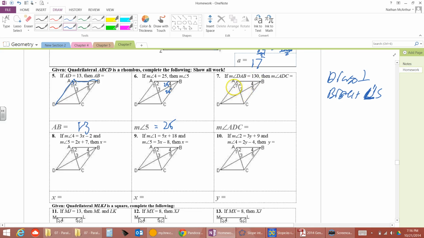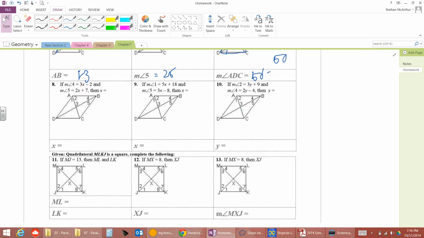All right, DAB. This whole thing up here is 130 degrees. Then ADC, interesting. This is bringing in some old information. So this whole top angle, DAB, is 130. It's asking you for ADC, that's this angle here. Well, notice how they are supplementary angles. A rhombus is still a parallelogram, so this still has to add to 180. So I say 180 minus 130, and I end up with 50. So ADC has to be 50 degrees.